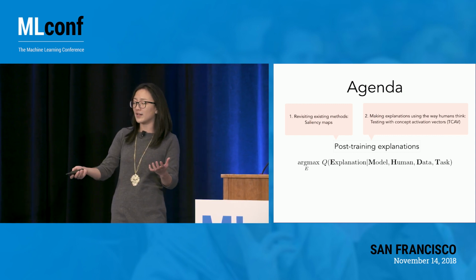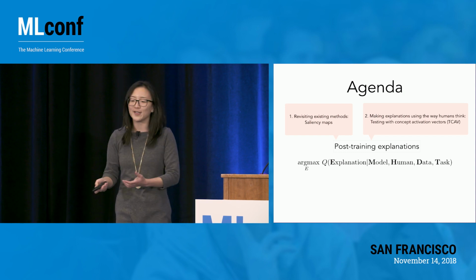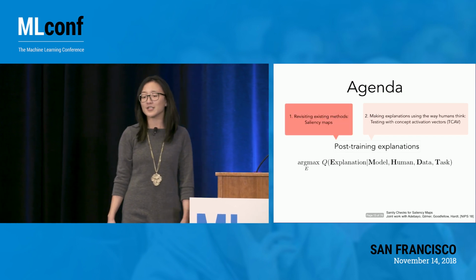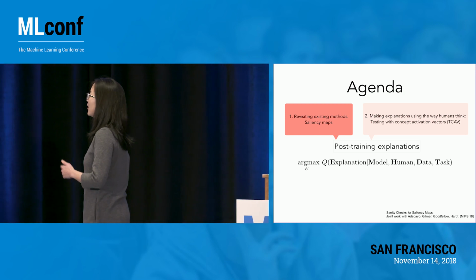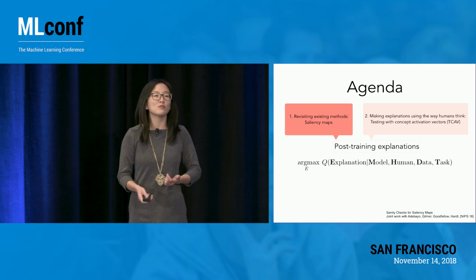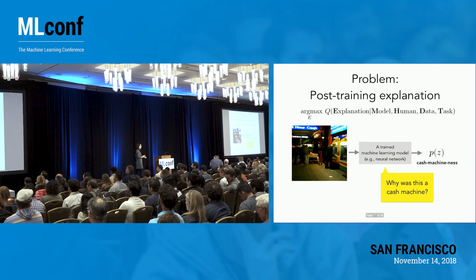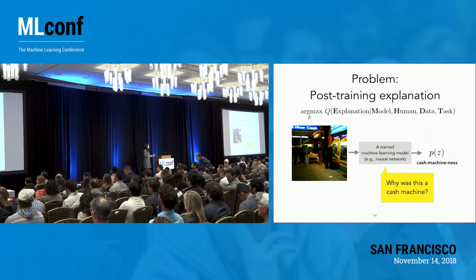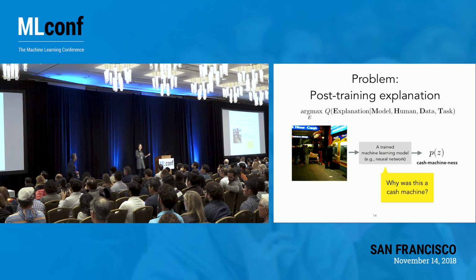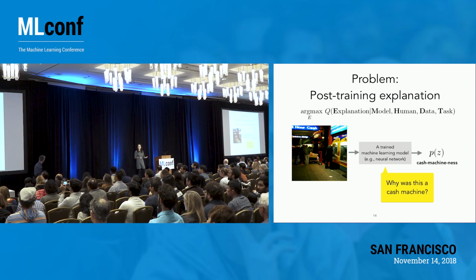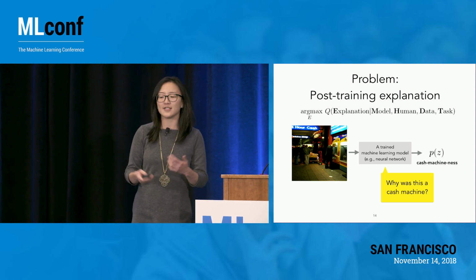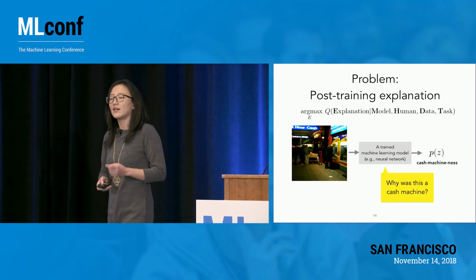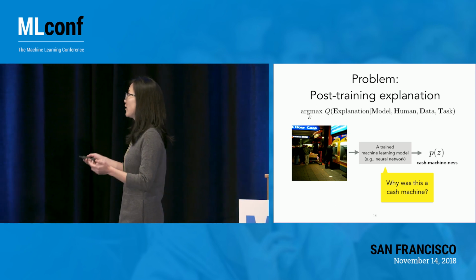I'm going to talk about two parts, spending a lot more time on the second one than the first. So let's jump right in. First, we're going to revisit some of the existing popular interpretability methods and ask some questions. Let me be a little more concrete. Here again, we have a model that's fixed. We're not going to retrain it. Let's say you have a model like a neural network that takes a picture and tells you what was in the picture. In this case, it says there was a cash machine. The interpretability question here is, why was this a cash machine?